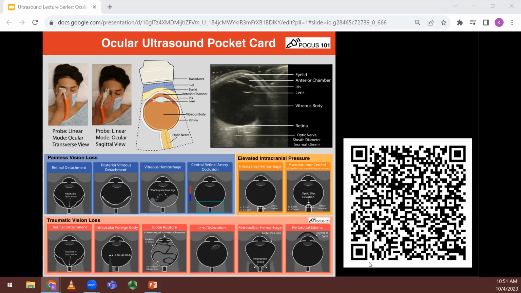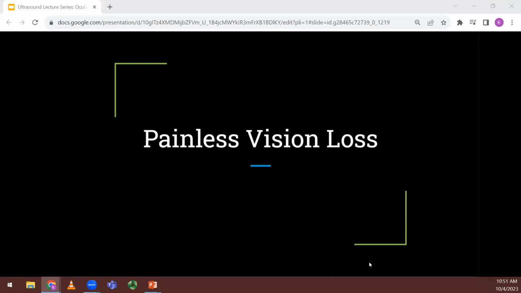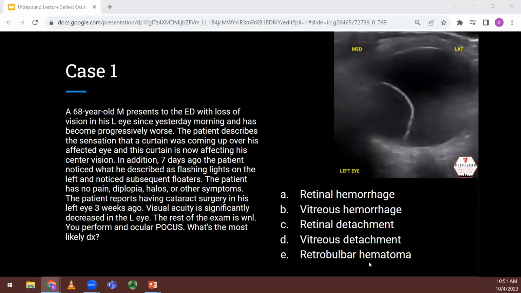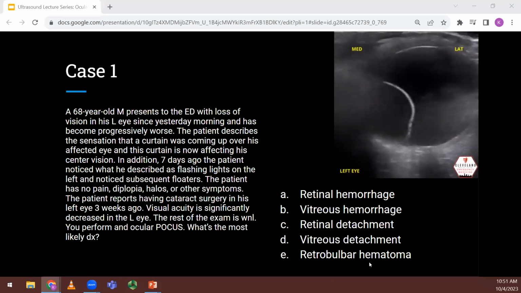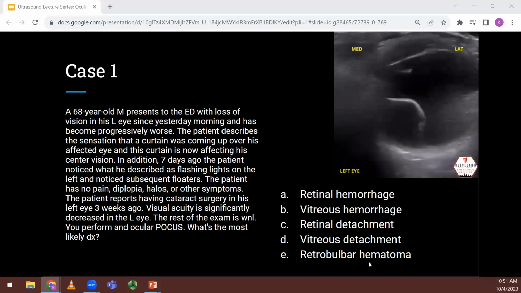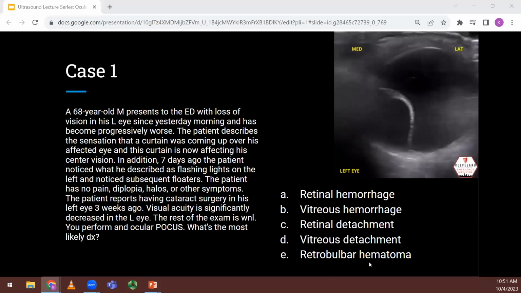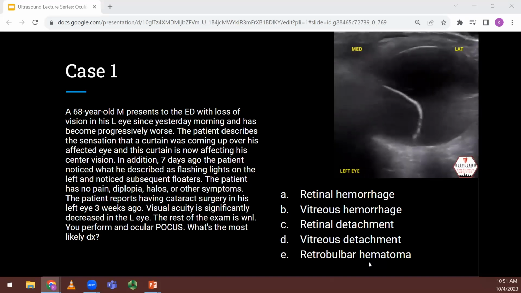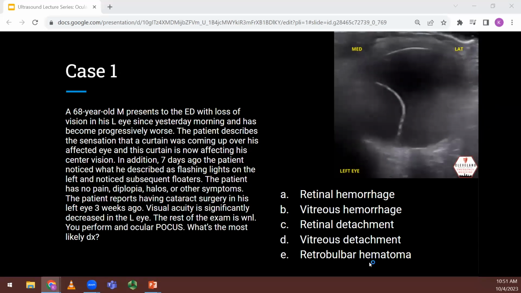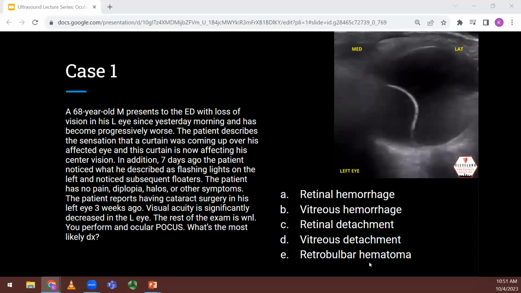Okay. All right, so we're going to start with painless vision loss. We have a 60-year-old patient who presents today for loss of vision in the left eye since yesterday morning and became progressively worse. The patient says that he had a sensation of a curtain coming over his affected eye, and now it's affecting the central vision.